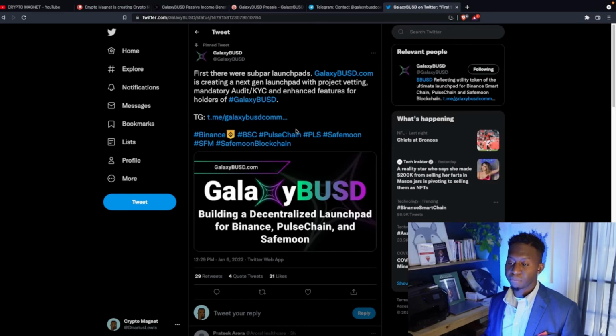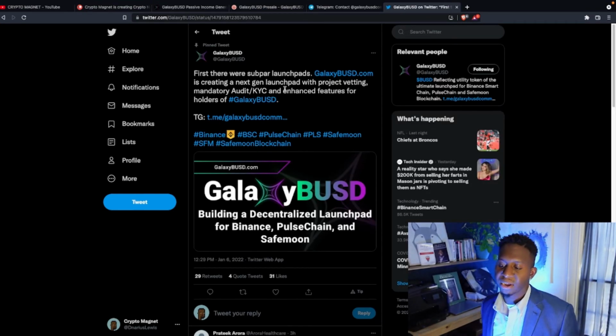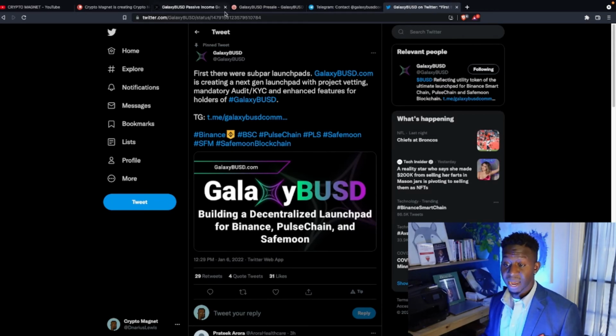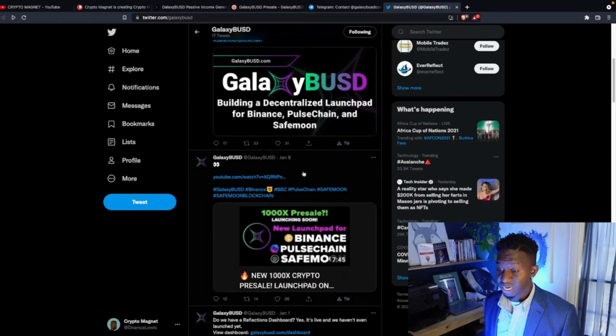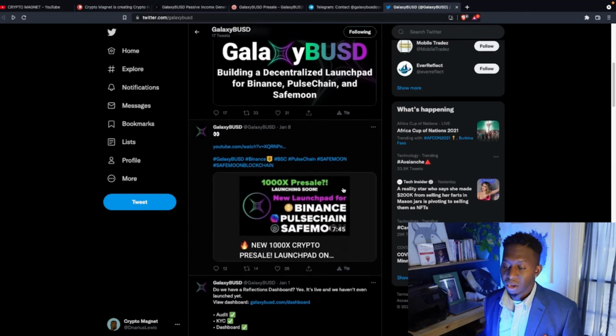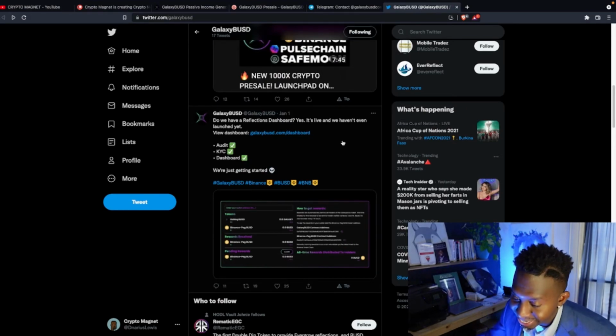First, there is the Launchpad. GALAXYBUSD is creating a next-gen launchpad with project vetting, mandatory audit, KYC, and enhanced features for holders of the ecosystem. So guys, I like this concept. Love what they're bringing. Love that they're looking to be a launchpad for some other very successful ecosystems and cryptos. They've been audited, they've been KYC'd, and more.